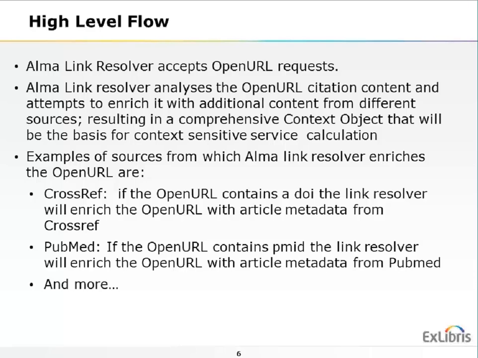And once we have enough information, once we have a lot of metadata describing the citation, then Alma builds what we call the context object. It's a container of all the metadata information that Alma gathered. And this context object is used in order to calculate the services. So now I know what the resource is, what the book or the journal is that the user is looking for. And now I need to look within the library collection and see what relevant resources the library has and that I can provide the user with.